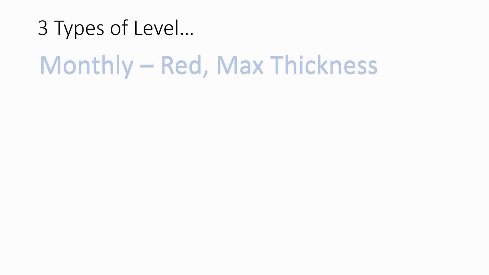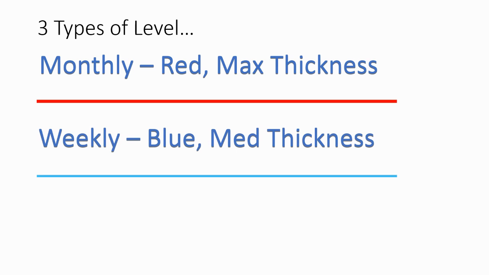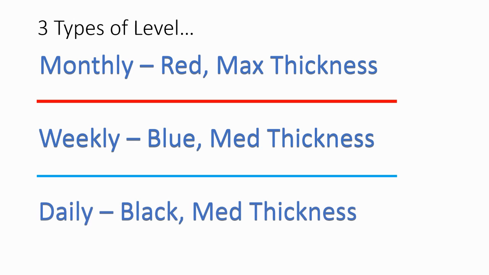I have 3 different types of levels that I will add to my chart. First up, we have the monthly support and resistance levels, which I edit to be red and the maximum level of thickness. Then there are the weekly levels, which I edit to be blue and medium thickness. And lastly, the daily support and resistance levels, which I edit to be black and minimum thickness. I do it like this for one specific reason: the differing impact that each of these levels have on price, and therefore I need to be able to differentiate them when I'm looking at my charts.